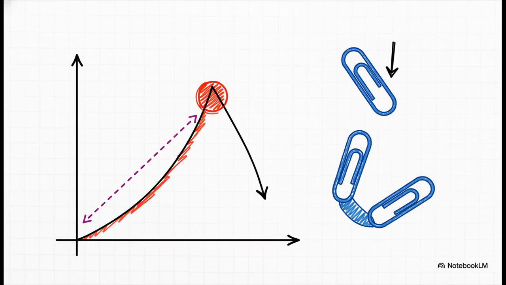But what happens if we keep pushing it? We reach the yield point. And this is the point of no return. Once a material is stressed beyond this spot, the damage is permanent. It will never go back to its original shape. This is exactly what happens when you bend a paperclip. You've pushed it past its yield point.